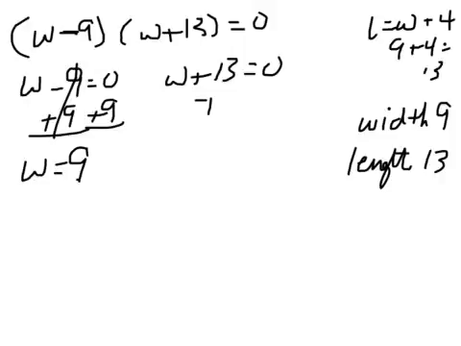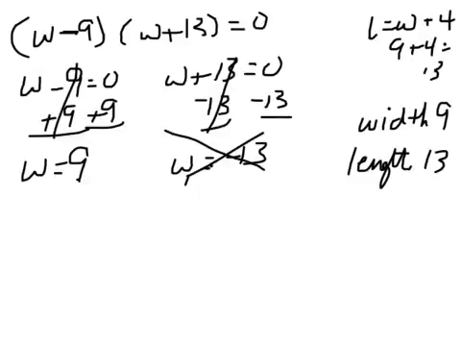Now, what about this other one? Let me subtract 13 from both sides. I get W is negative 13. Hey, is it possible to have a width of negative 13? Can you have a negative width? No. In this problem, this answer does not make sense, so we just throw it out and we say, well, there's only one answer here, and it's the width is 9 and the length is 13.